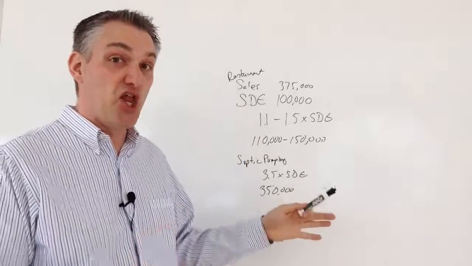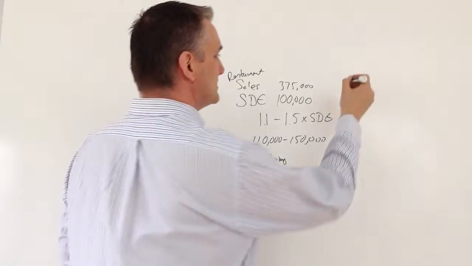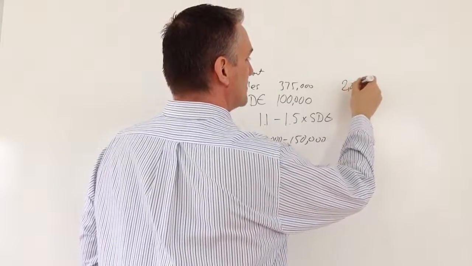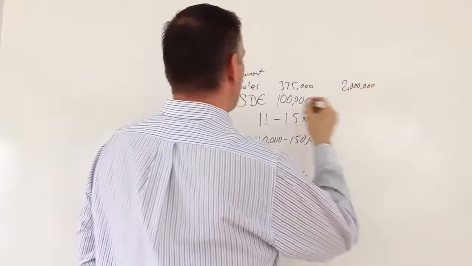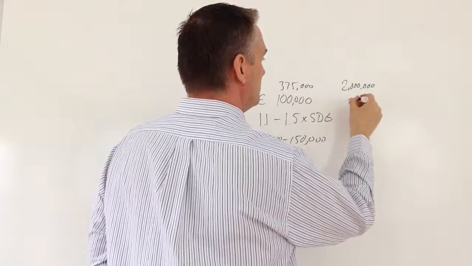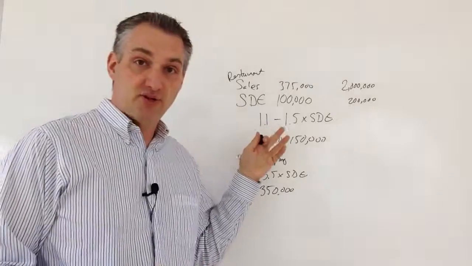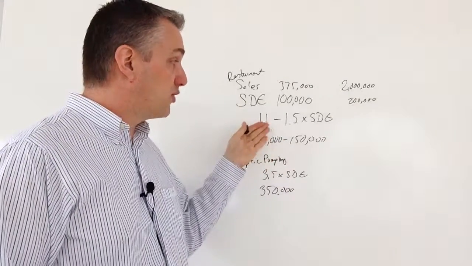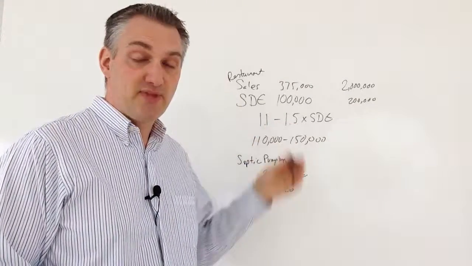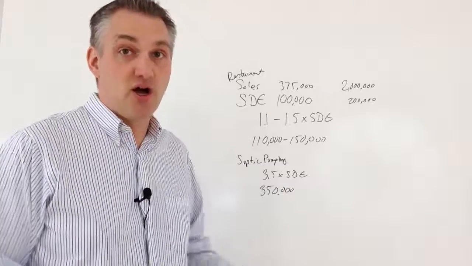Now, here's the funny thing that happens. Let's look at another restaurant. So let's say a restaurant that does $2 million in sales and has an SDE of $200,000. You might say, well, Dave, it's a restaurant. Shouldn't it be worth between 1.1 and 1.5 times SDE? And the answer is no, it's not.